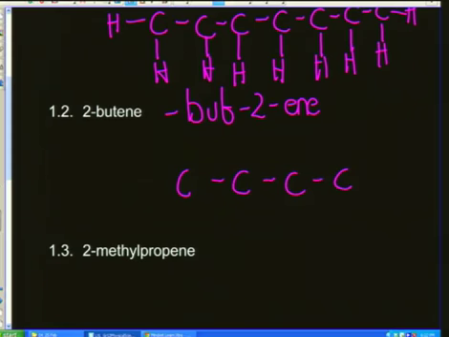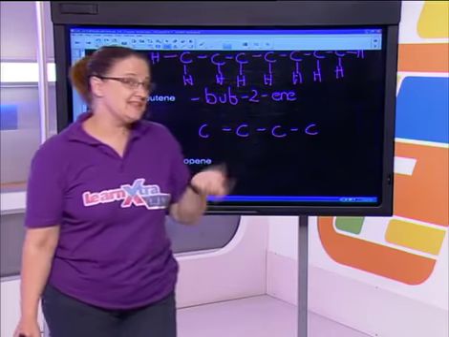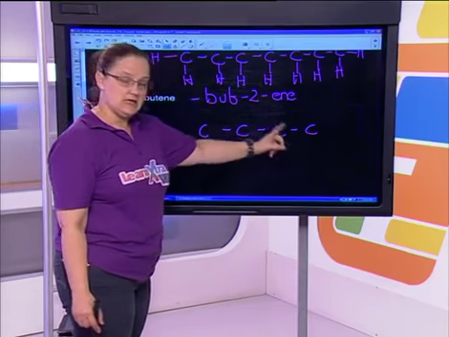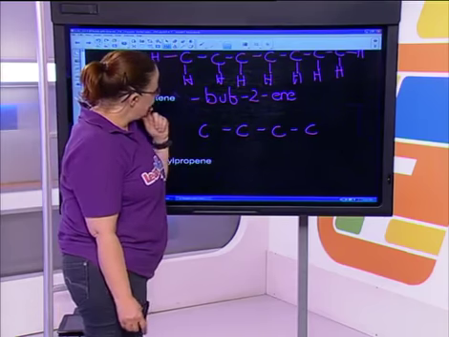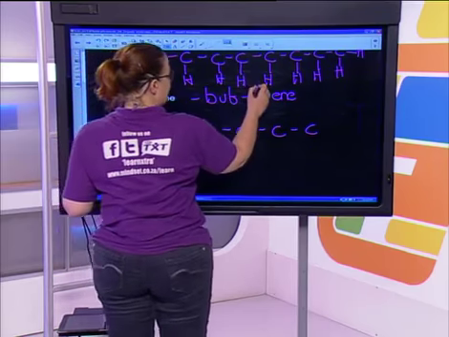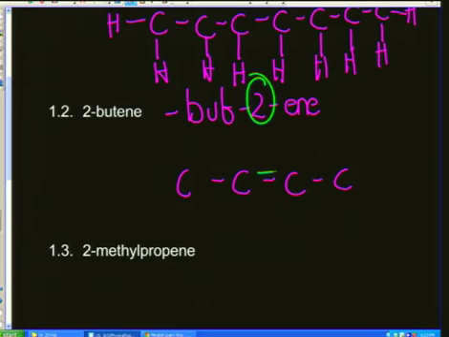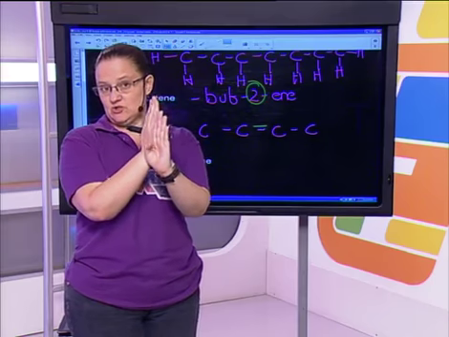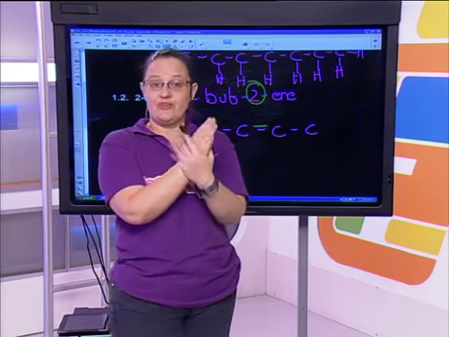The ene means there's a double bond. That double bond can sit in a couple of places: between the first and the second carbon, or the second and the third carbon. So I need to know where it sits, which is what the 2 is for. The 2 tells me that my double bond sits on my second and third carbon. So the 2 is the number of the first carbon it sits on. So it's between carbon 2 and carbon 3.